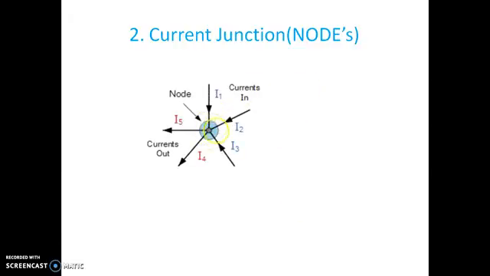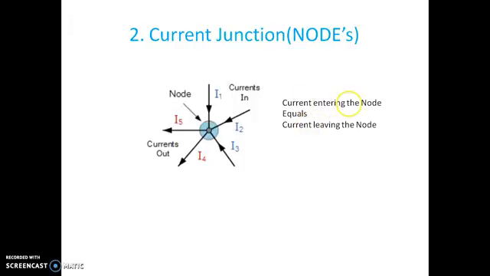Next one is the current junction, that is the node. Consider there is one node and 5 branches are connected to this node. These 5 branches have their own currents, that is current I1, I2, I3, I4, I5. Out of these 5 currents, some currents are entering the node and some are leaving the node. The currents I1, I2 and I3 are entering that node, whereas the currents I4 and I5 are leaving that node. So, the equation of the current junction is based on this statement.